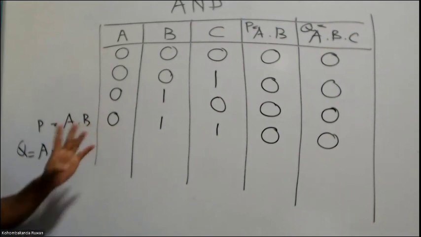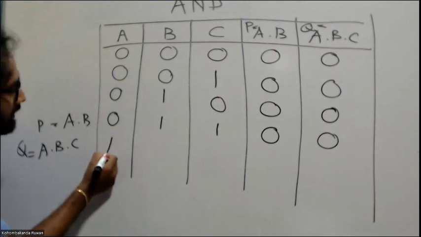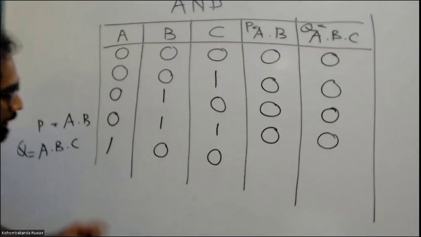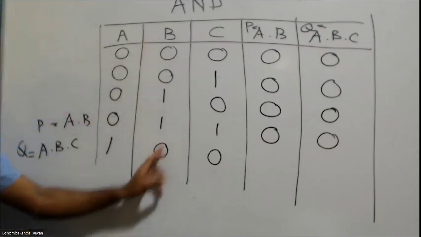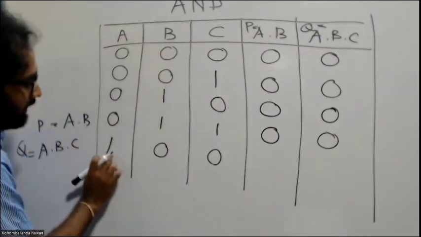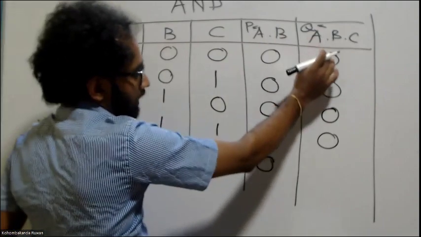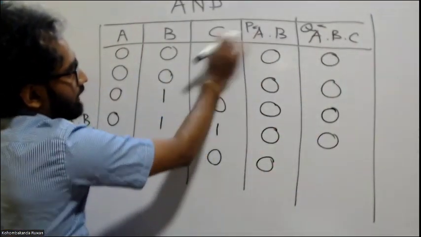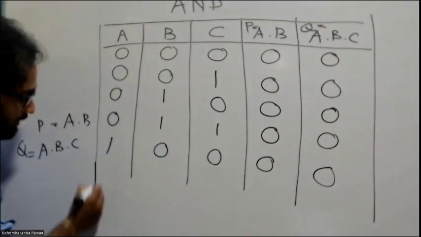We have to complete another 4 states now. Next one, I will say A is 1, B is 0, C is 0. Now tell me A and B. A is 1, B is 0, so 0. Then A and B and C. What is the state now? Compare this one. 0 and 0, the result is 0.